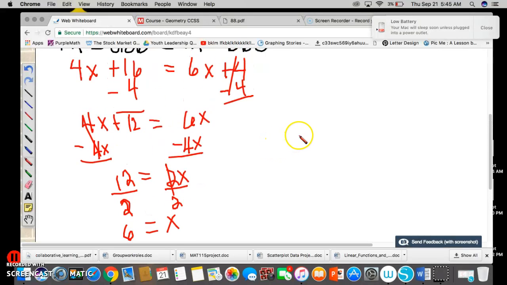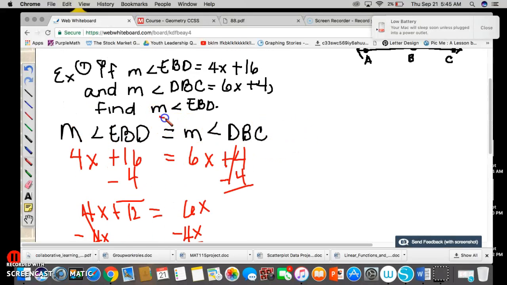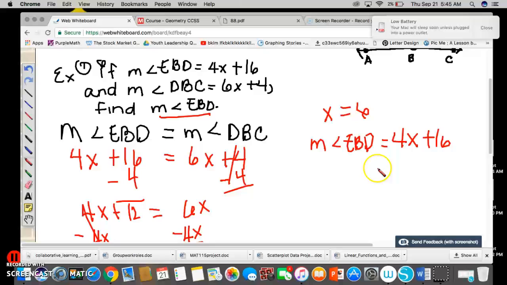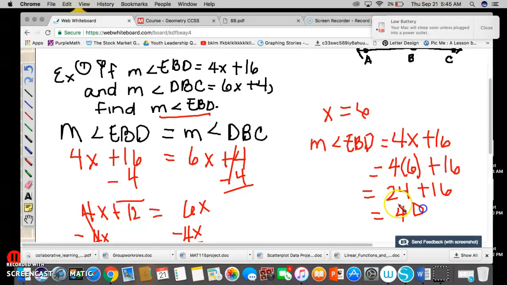Alright, so now that we know that 6 equals x, we have to find the measure of angle EBD. The measure of angle EBD is equal to 4x plus 16. Notice that we found out that x equals 6. So I'm going to plug in 6 for every x that I see. So that's 4 times 6 plus 16, which is 24 plus 16 equals 40. So the measure of angle EBD is equal to 40.